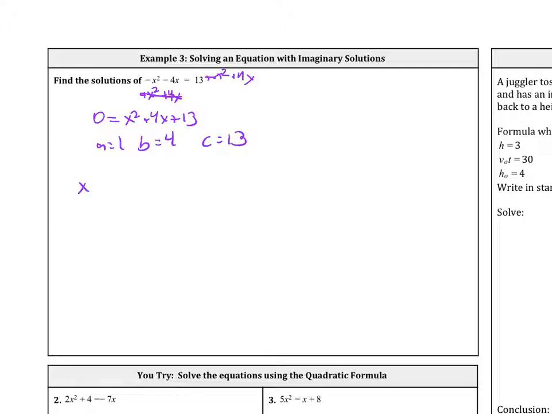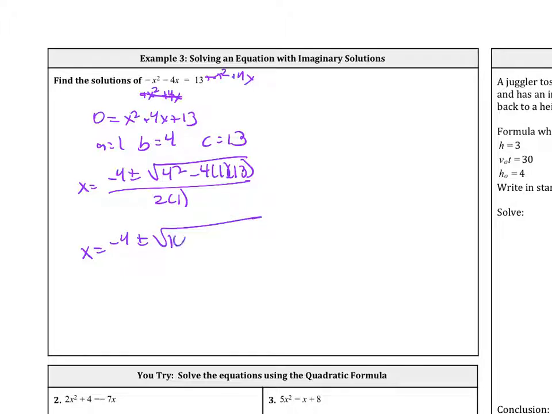So we plug it in. x equals negative 4 plus or minus the square root of 4 squared minus 4 times 1 times 13 all over 2 times 1. x equals negative 4 plus or minus the square root of 16. And then negative 4 times 13, that is negative 52, all over 2 times 1, which is 2. So x equals negative 4 plus or minus the square root of 16 minus 52, that is negative 36, all over 2.